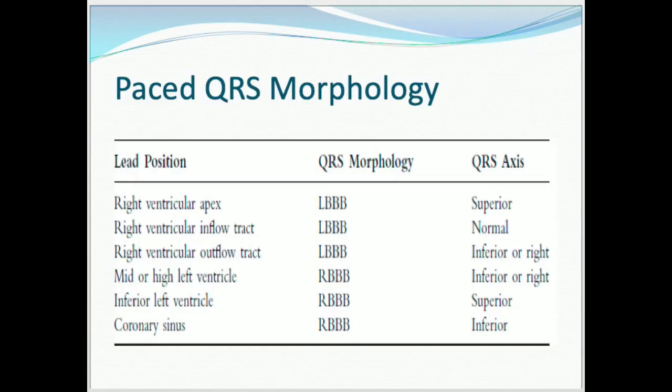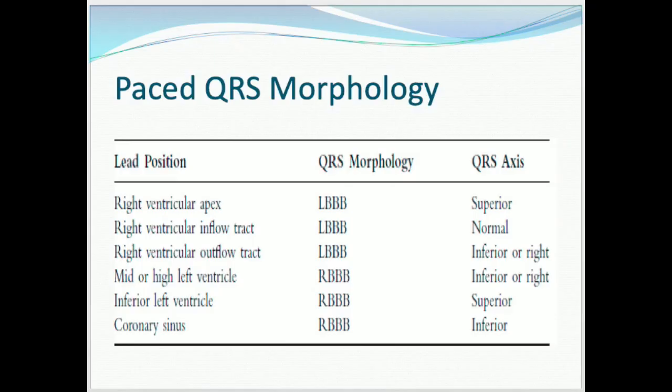The table in this slide shows paced QRS morphology from various electrode positions. When the lead is in the right ventricular apex, the QRS will have a left bundle branch block morphology and the axis should be superior. When the pacing lead is in the right ventricular inflow tract, it shows a left bundle branch block pattern and the axis should be normal, between minus 30 to plus 90 degrees. And when it is in the right ventricular outflow tract, the QRS morphology will still be left bundle branch block with an inferior and rightward axis.